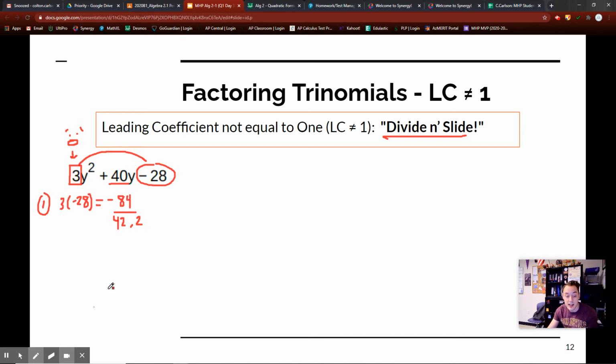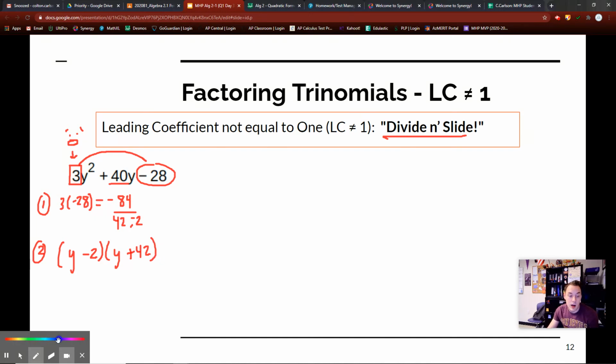Now, which one gets the negative? If this is a positive, that means the bigger number needs to be the positive number, which means the 2 needs to be negative. So that means my second step is to say y minus 2, and then y plus 42. Okay, that's what it is.